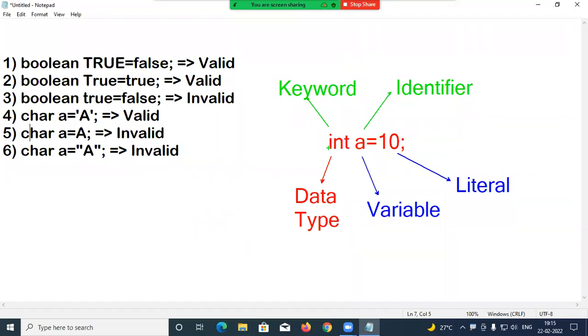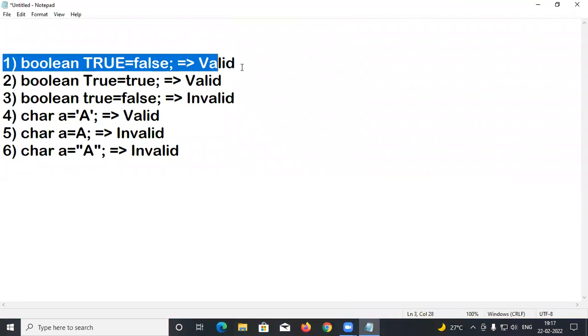And semicolon: every statement must be terminated with a semicolon in Java. Here you observe, boolean and char, these are all data types. We can also call them keywords. Here true, a, these are all variables or identifiers. You have to follow the identifier rule as well as the variable rule. Here false, true, false, 'A', these are all literals. Okay.